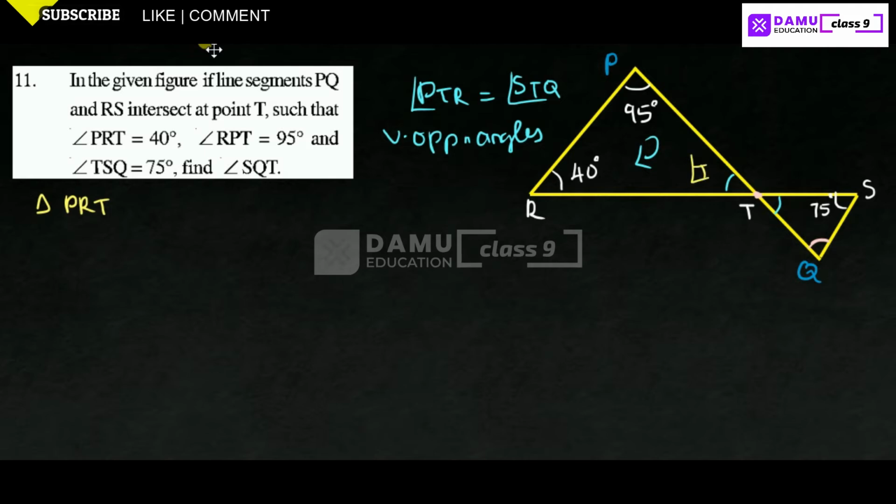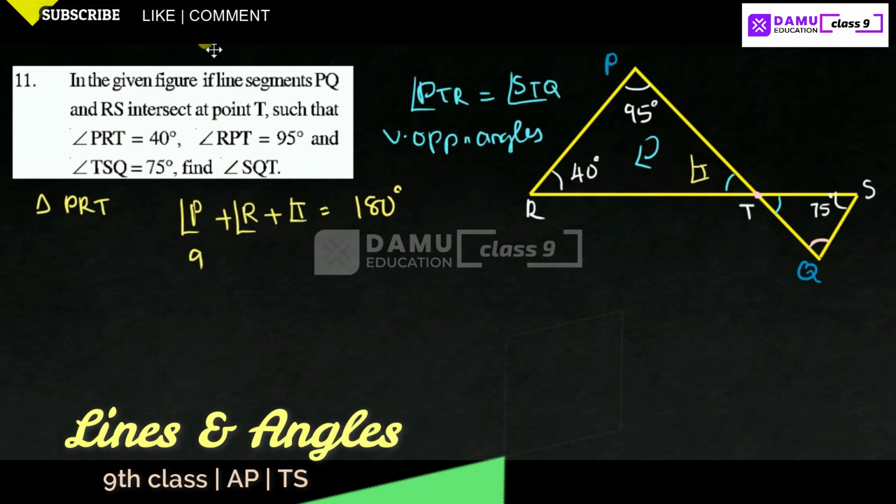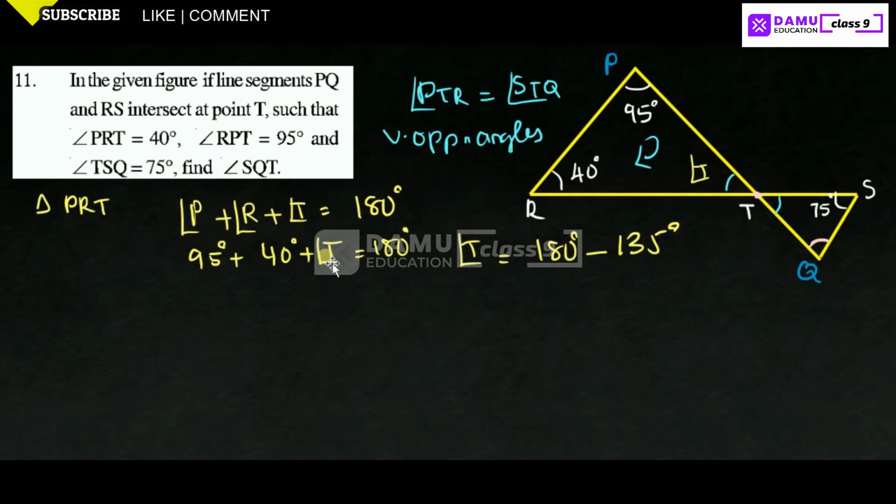Let's take this angle as T. So angle P plus angle R plus angle T will be equal to 180 degrees. Angle P is 95 degrees plus angle R is 40 degrees, and angle T we have to find. Then angle T will be equal to 180 degrees minus (95 plus 40), which is 135 degrees. So 180 minus 135 will be equal to 45 degrees.